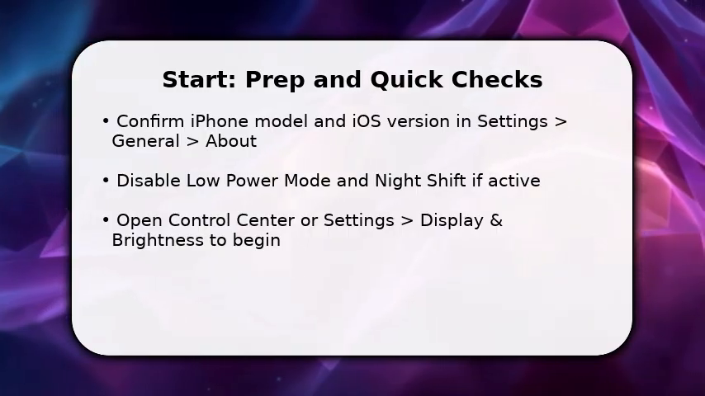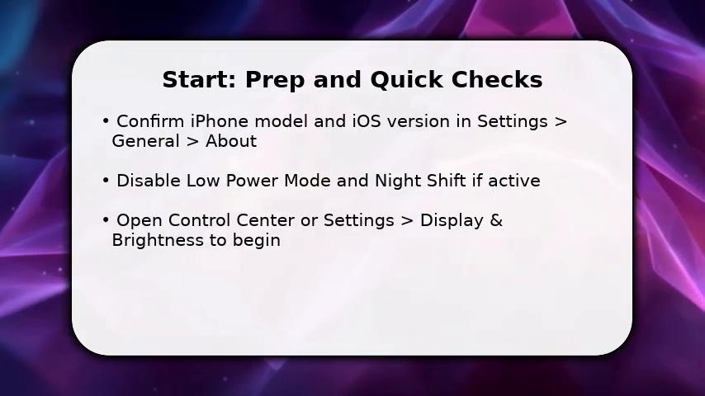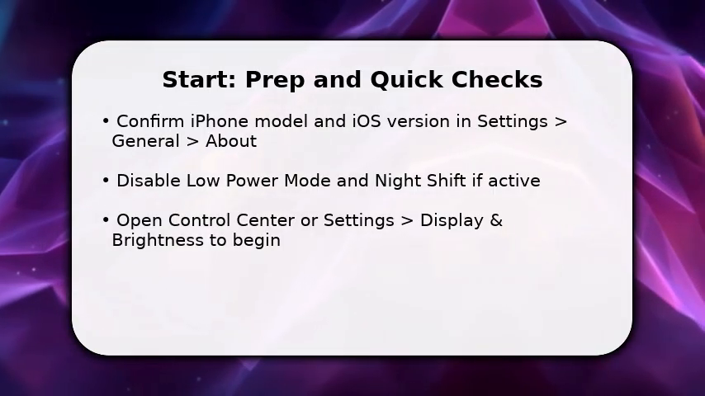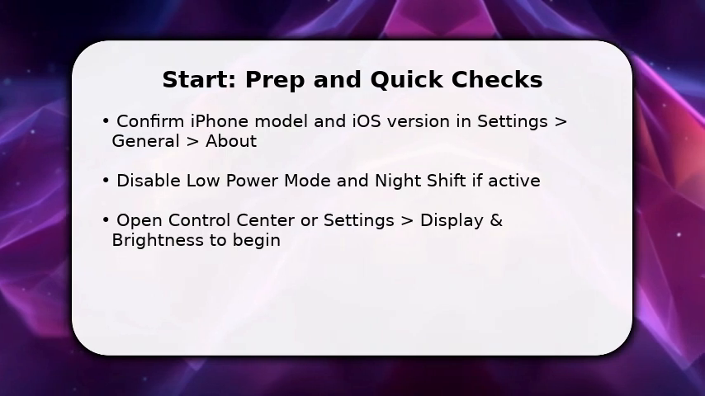Open Control Center to use the brightness slider for a quick change, or go to Settings Display and Brightness to access the full controls and proceed to the next detailed adjustments. Now you'll fine-tune and calibrate.